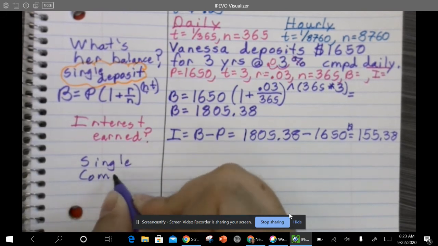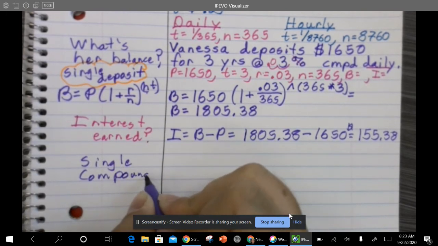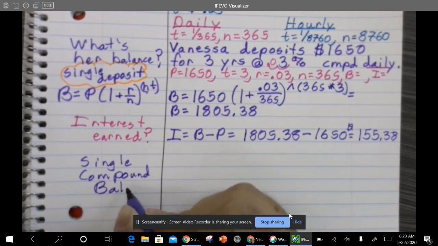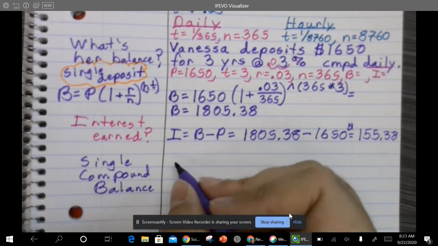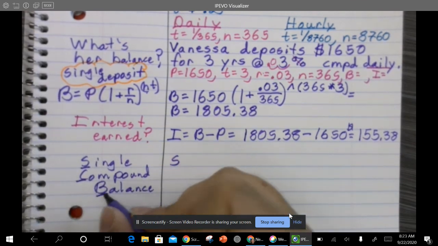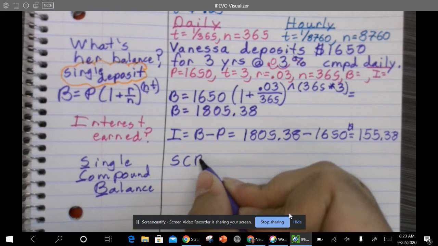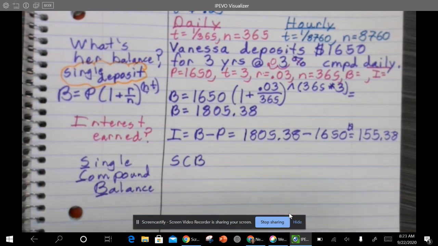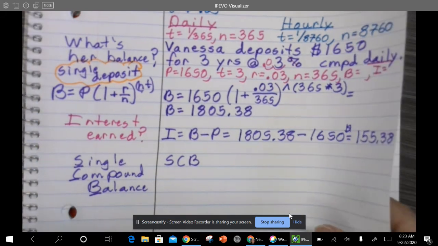I do want to emphasize, everybody, that this is single compound balance. So we use the abbreviation SCB. Okay, so SCB is the name for this one.